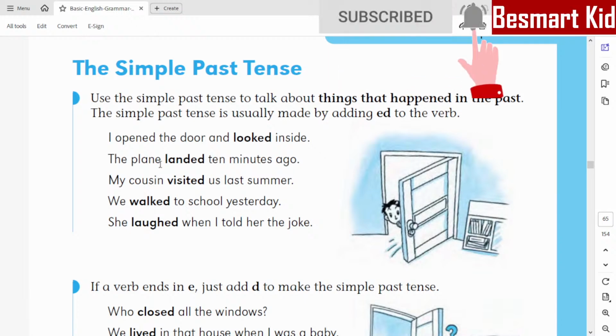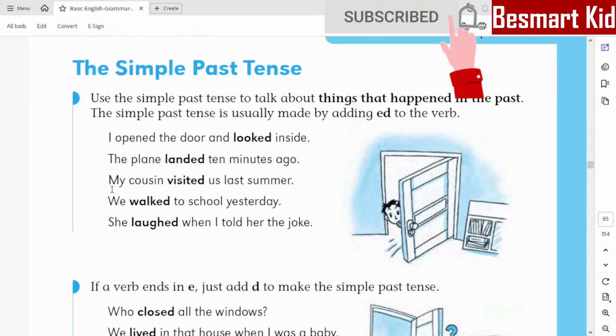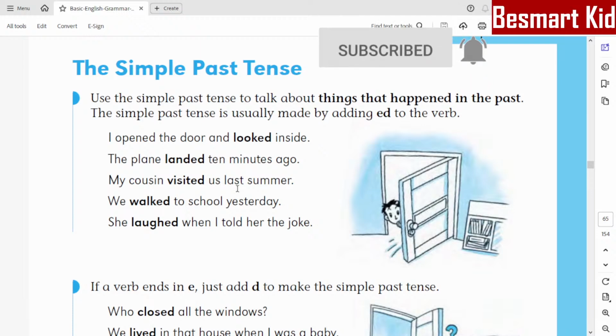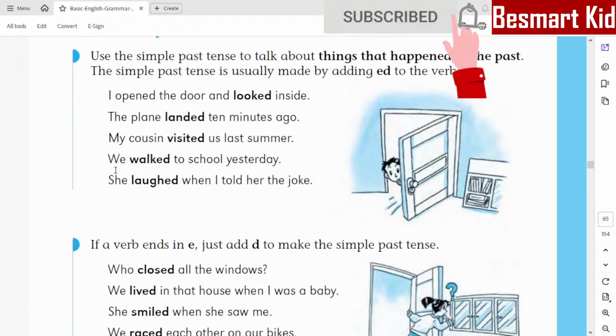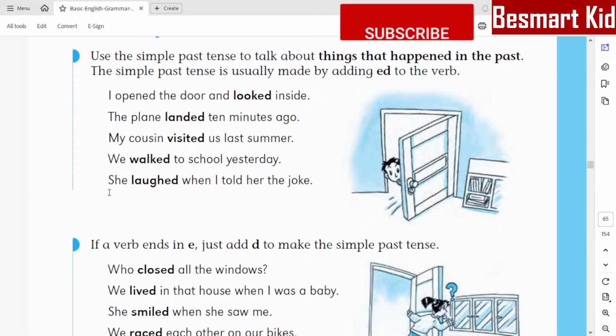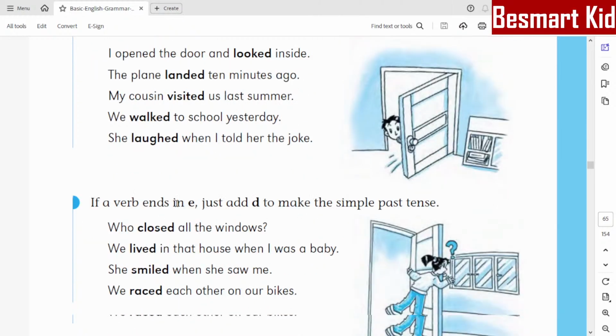The plane landed 10 minutes ago. My cousin visited last summer. We walked to school yesterday. She laughed when I told her the joke.